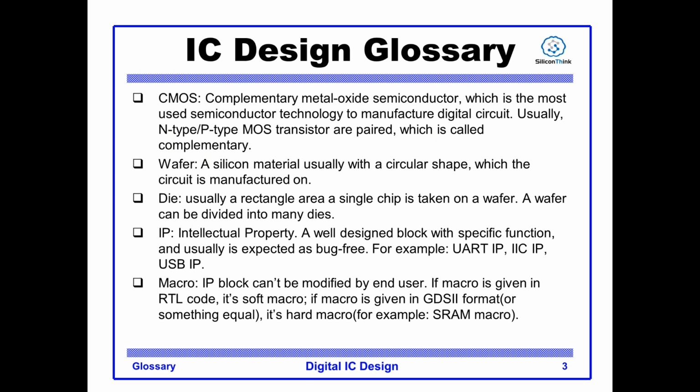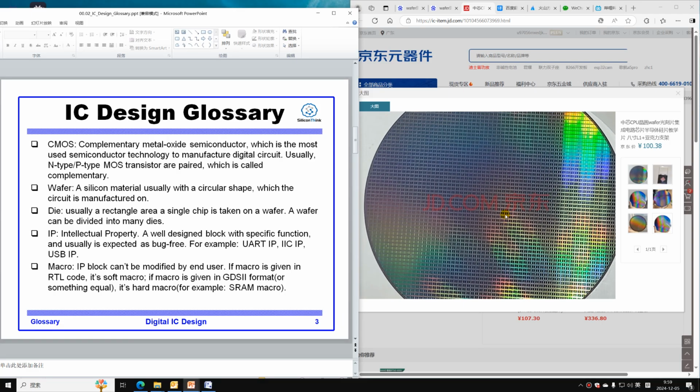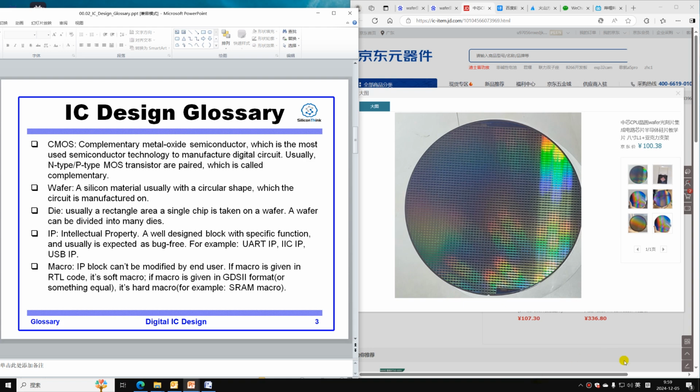Wafer. A wafer is a silicon material, usually with a circular shape, which the circuit is manufactured on. I will show a picture of a wafer. Okay, this on the right side is a picture of a wafer.